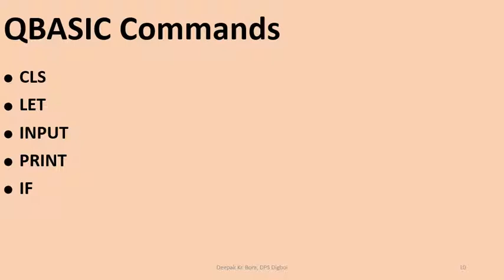So QBasic commands are the keywords that we have learned till now. CLS means clear the screen. It is generally used as the first line, as we discussed earlier, so that we can clear the screen and start our program fresh on that screen. LET is of course an optional command and it is basically used to assign constants to variables.